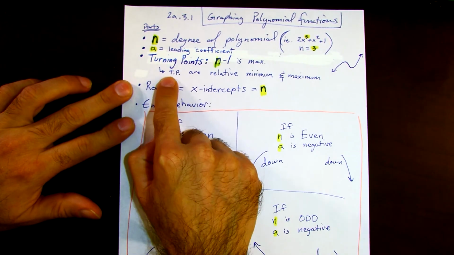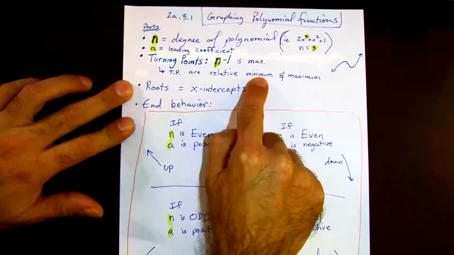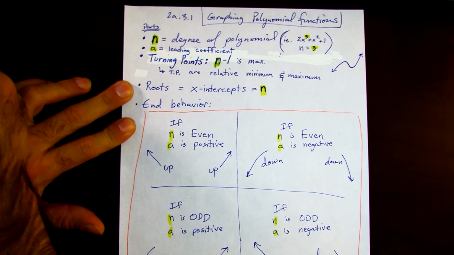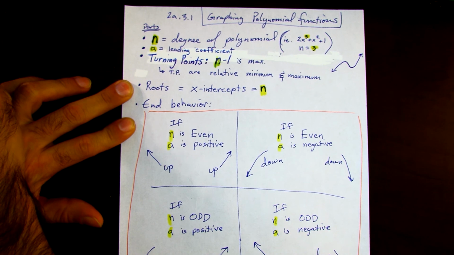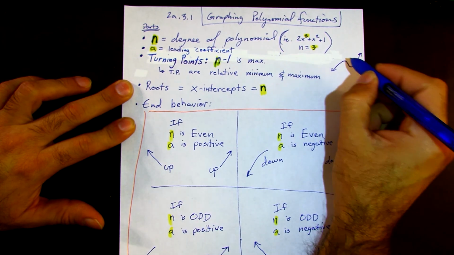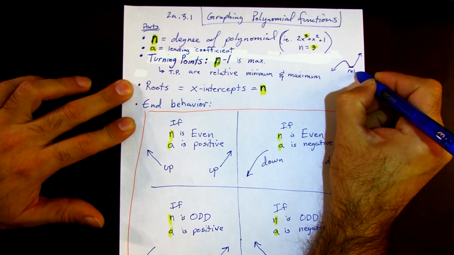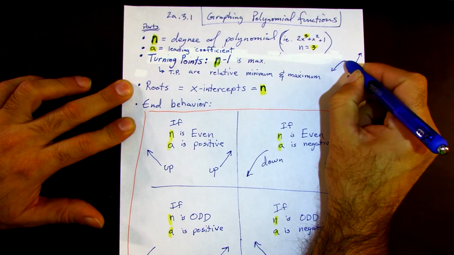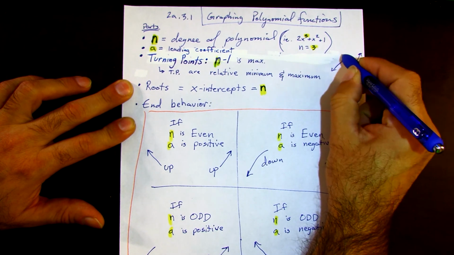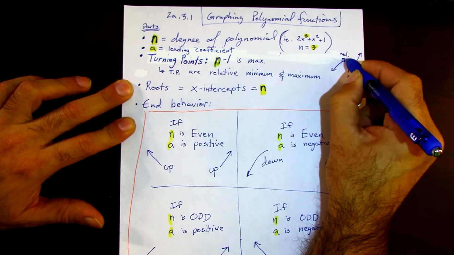Turning points are relative minimums and maximums. You may have learned that in math too. You may not have, and it doesn't matter to me. I'm going to teach you. I'm going to remind you. All right, so look, this is a relative minimum. This point right here is a relative maximum.